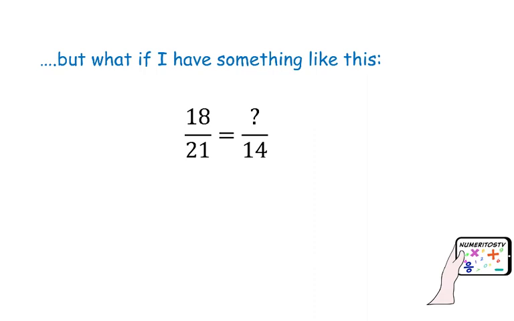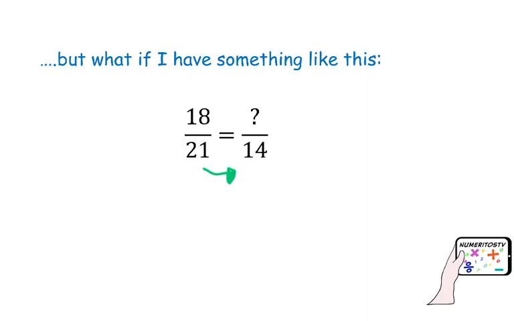But what if we have something like this? 18/21 must be equal to a fraction with denominator 14. Well, if you observe, we are making that 21 smaller. So you need to think that maybe you're dividing 21 by a number to make it to that 14, but no number will give you that 14. So we need to think of another strategy.